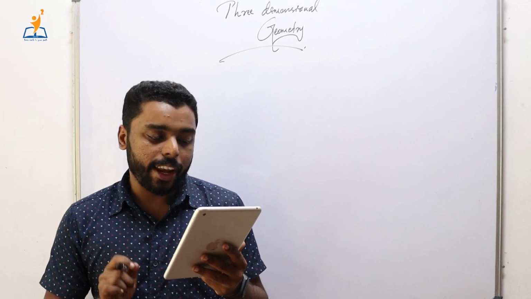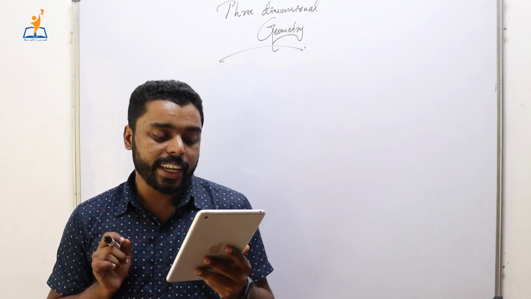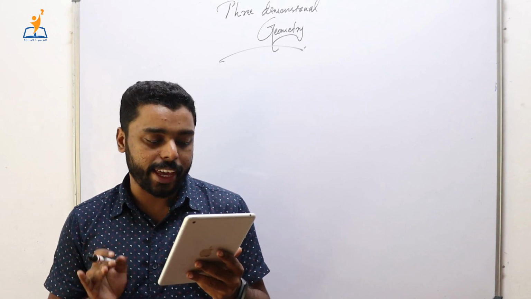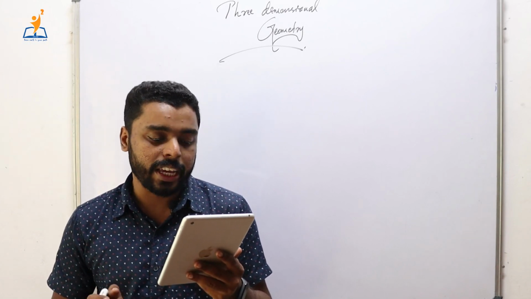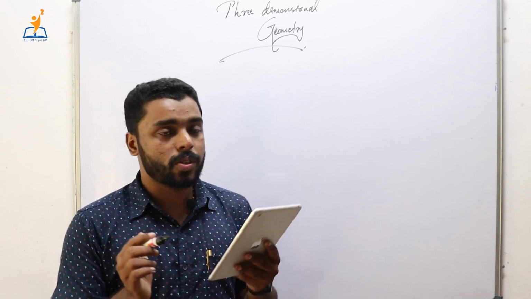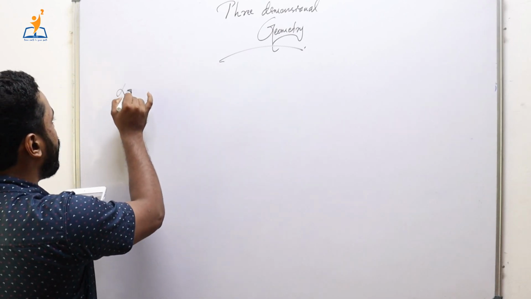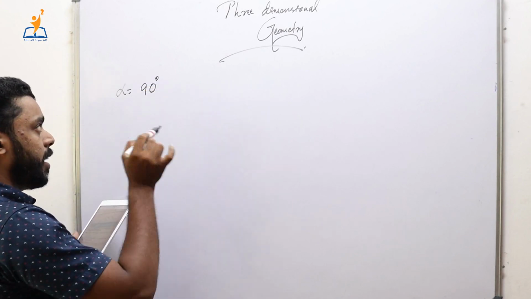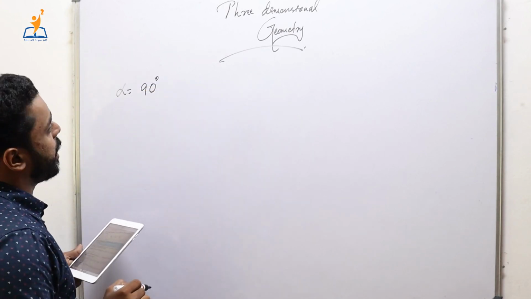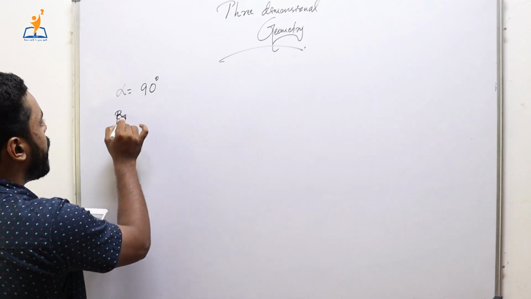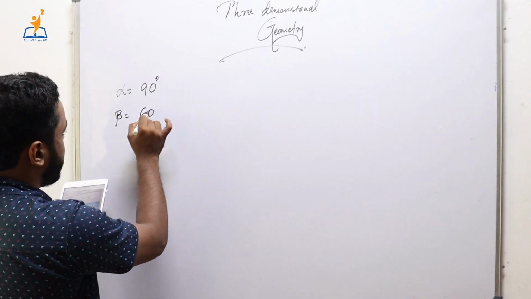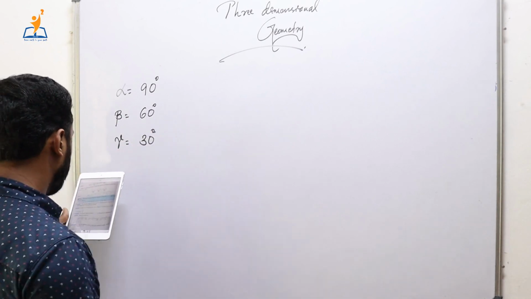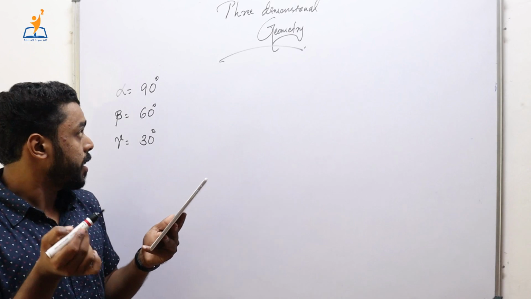Example 1. If a line makes angle 90 degree, 60 degree and 30 degree with the positive direction of x, y and z axis respectively, find the direction cosines. So we are given alpha is equal to 90 degree. We know that alpha is the angle made by the line segment with respect to the positive direction of x axis. Beta is equal to 60 degree and gamma is equal to 30 degree, right? So we have to find the direction cosines.